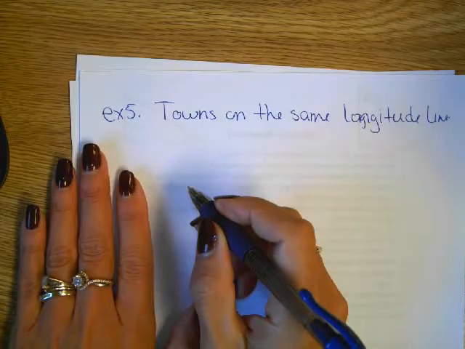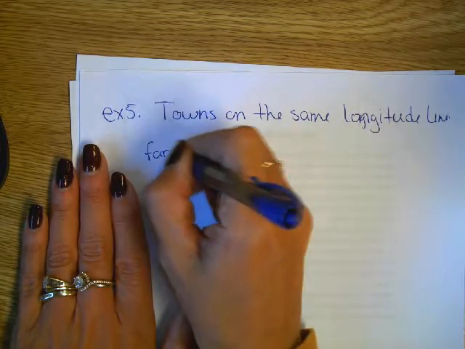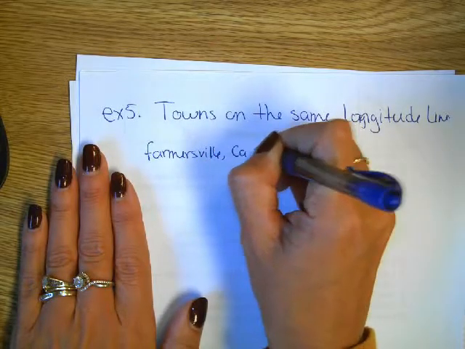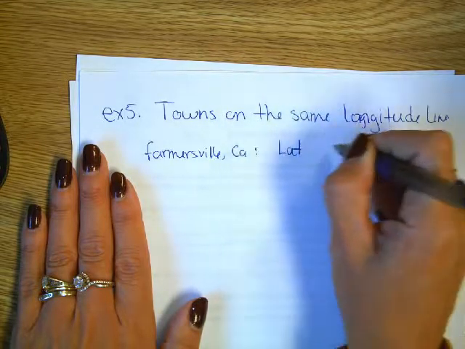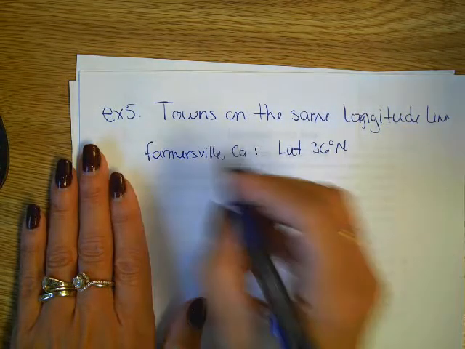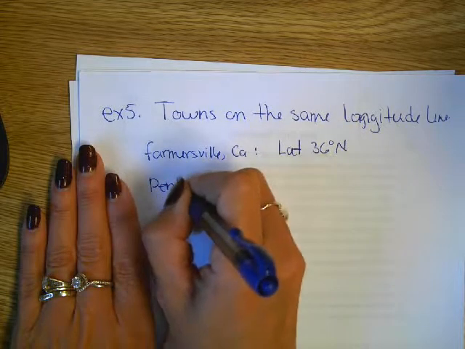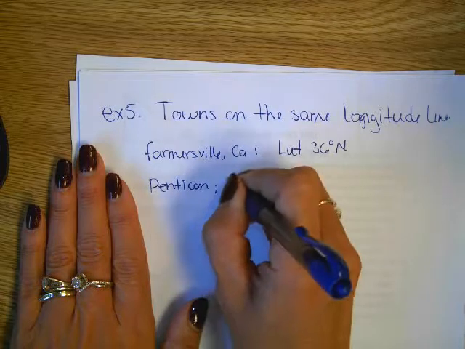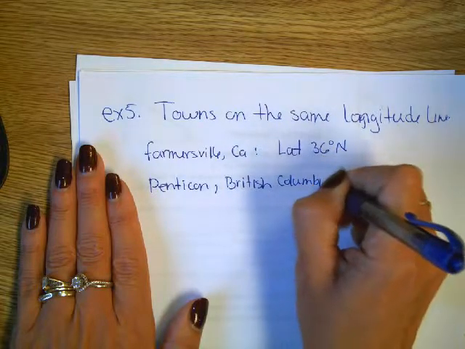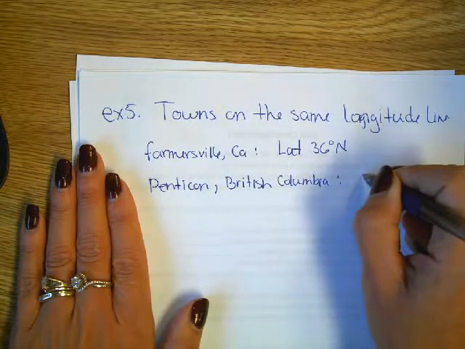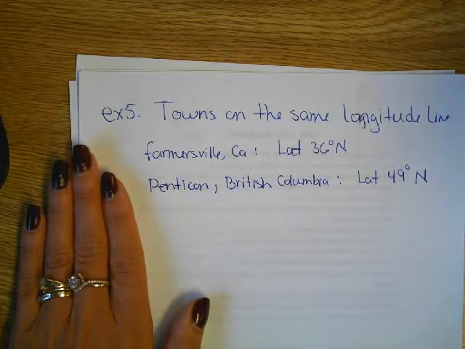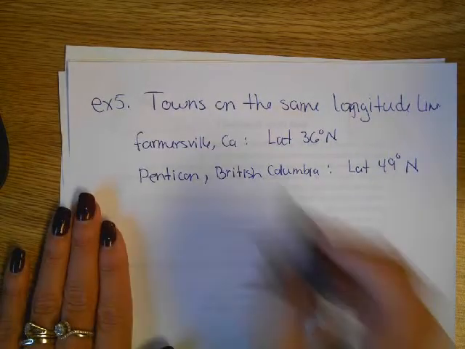Okay. So we're going to find the distance between Farmersville, California, which has a latitude of 36 degrees north, but it's on the same longitude line as Penticton, British Columbia, which has a latitude of 49 degrees north. Find the distance between them.